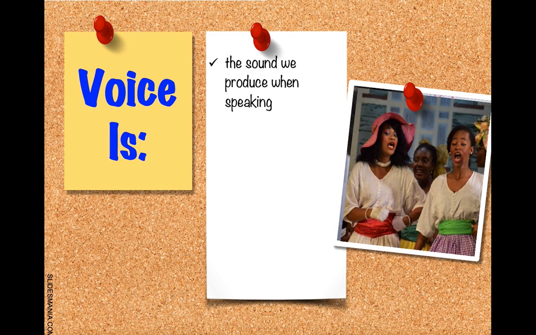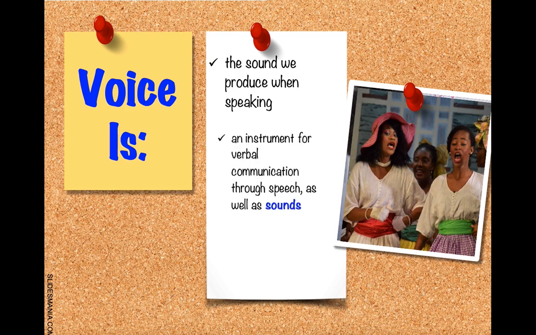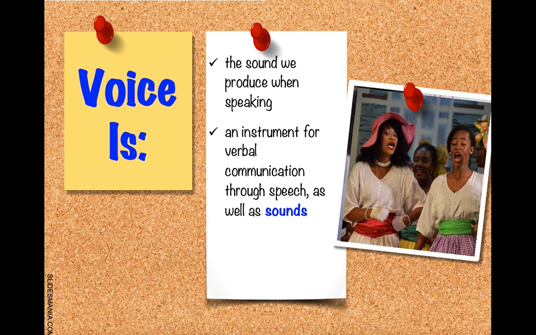So voice is the sound that we produce when speaking. And the voice, as we said, is an instrument for verbal communication through speech. Speech will consist of words, whereas sound will be sounds that are not necessarily words. So we're talking about oohs or ahs or screams or groans or things like that. Even a "whoops." A whoops is a sound, but it's not necessarily a word. And these are all parts of voice, and it's combined with diction to communicate well.